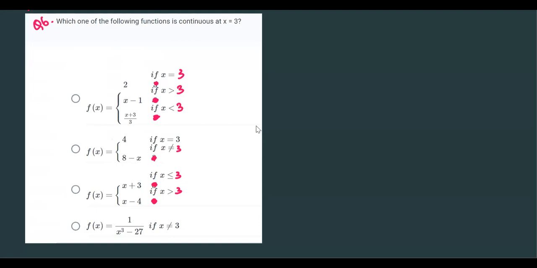See, rule out by options. So look at the solution now. See, for this second option, f of 3 is 4. And when x is not equal to 3, that is f of 3 minus and f of 3 plus.